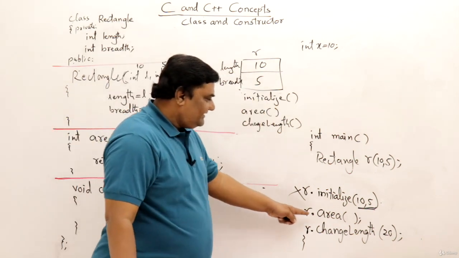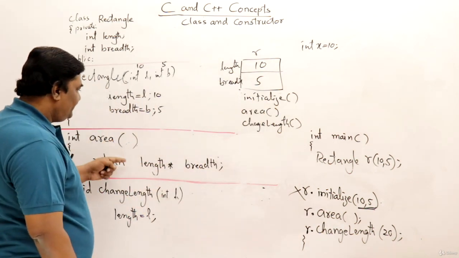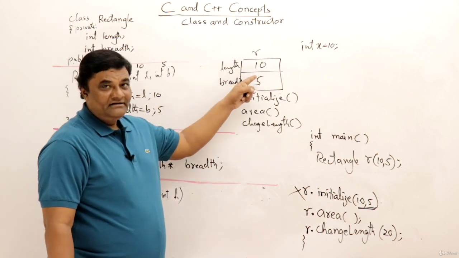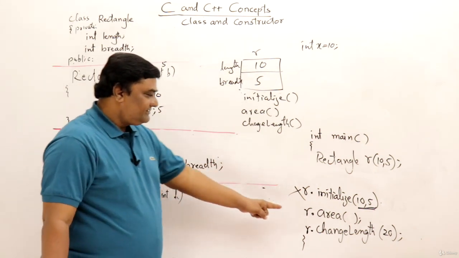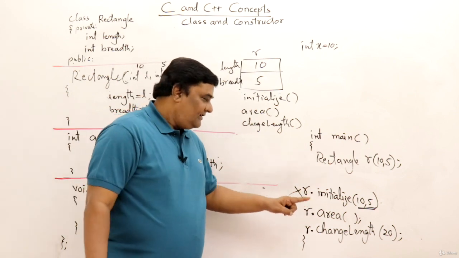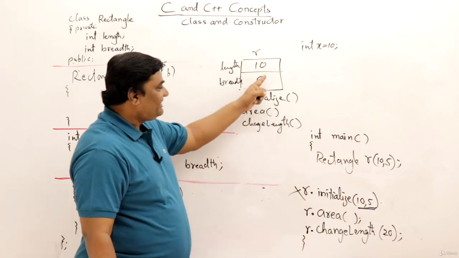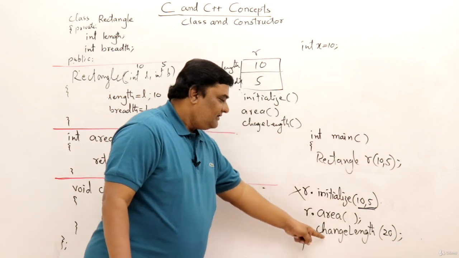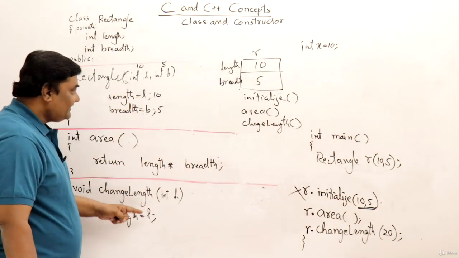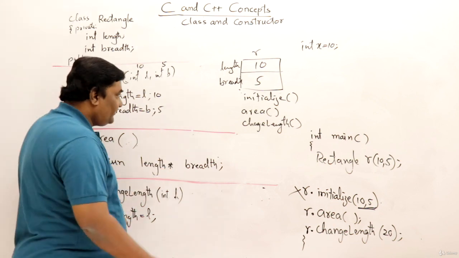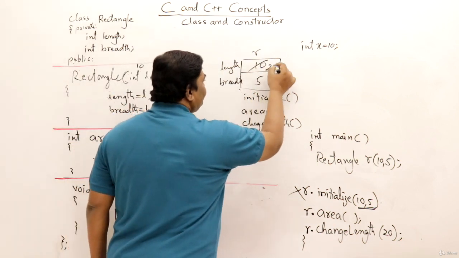The next I am calling area function. So this area function will be called upon this rectangle by multiplying length and breadth. It will return the result. So I am not using that value. Then change length. So upon this rectangle only, because this is R, this function is called which will modify length and set it as new length. So I am setting 20, so this will become 20.